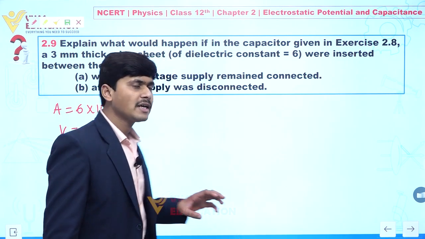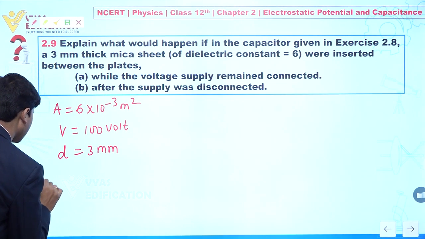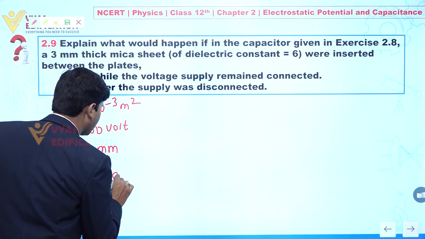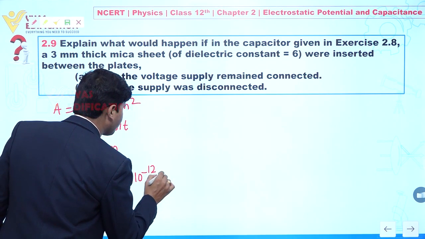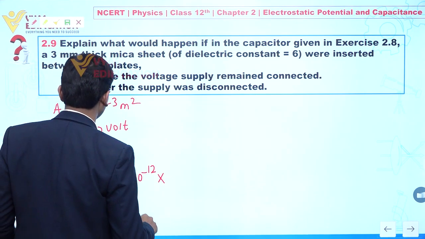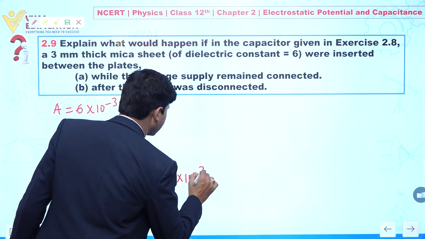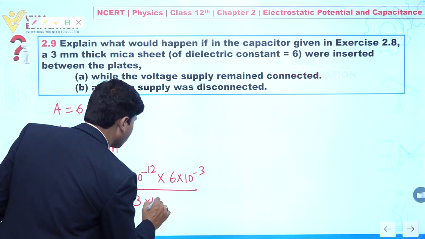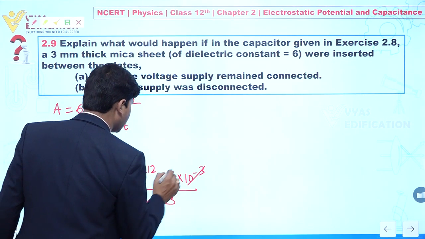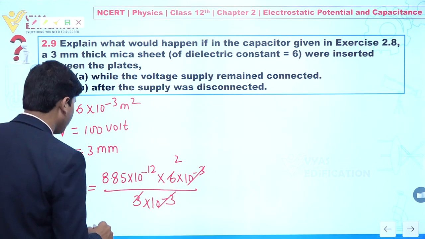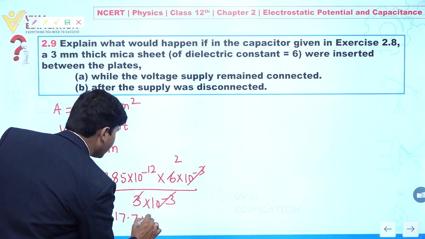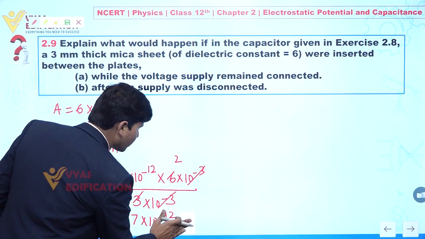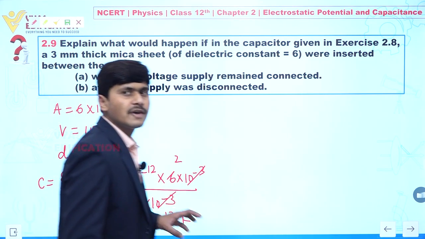So can we calculate the value of capacitance again? Yes. C is given by epsilon naught A by D. Epsilon naught is 8.85 into 10 to the power minus 12, multiplied by the area, 6 into 10 to the power minus 3, divided by the value of D, which is 3 into 10 to the power minus 3. This one and this one cancel out, and this is 2 times. From here you can say this is 17.7 into 10 to the power minus 12, and because this is a capacitance, the unit is farad. So this is the value of capacitance.